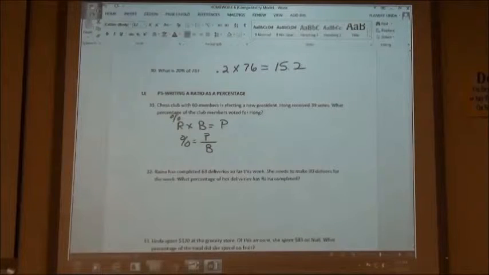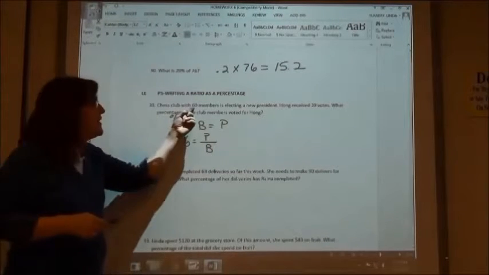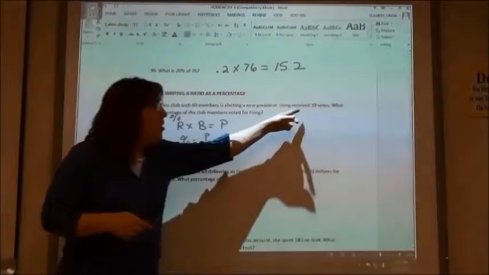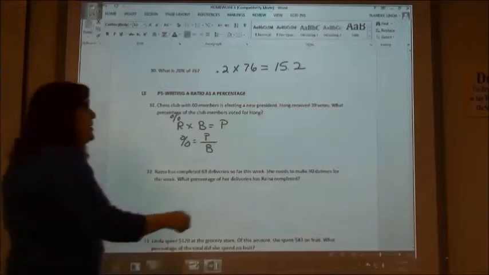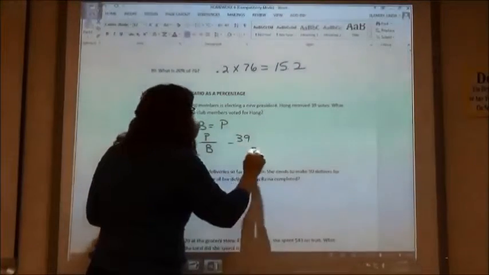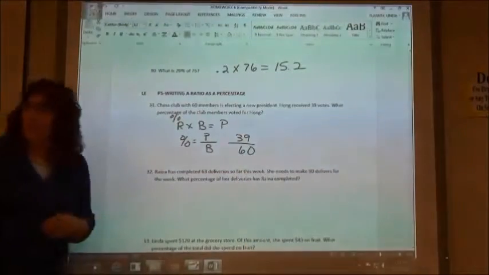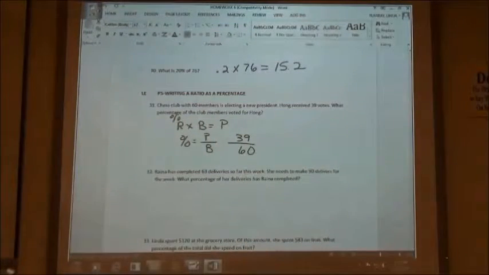So I'm going to have a chess club. The chess club has 60 members. Hong received 39 of the votes, right? He only got part of the votes. He didn't get all 60 votes. So if I'm going to find my percentage, I'm going to take the 39 that he received out of the 60 total votes. And then I'm going to grab my calculator and divide that.